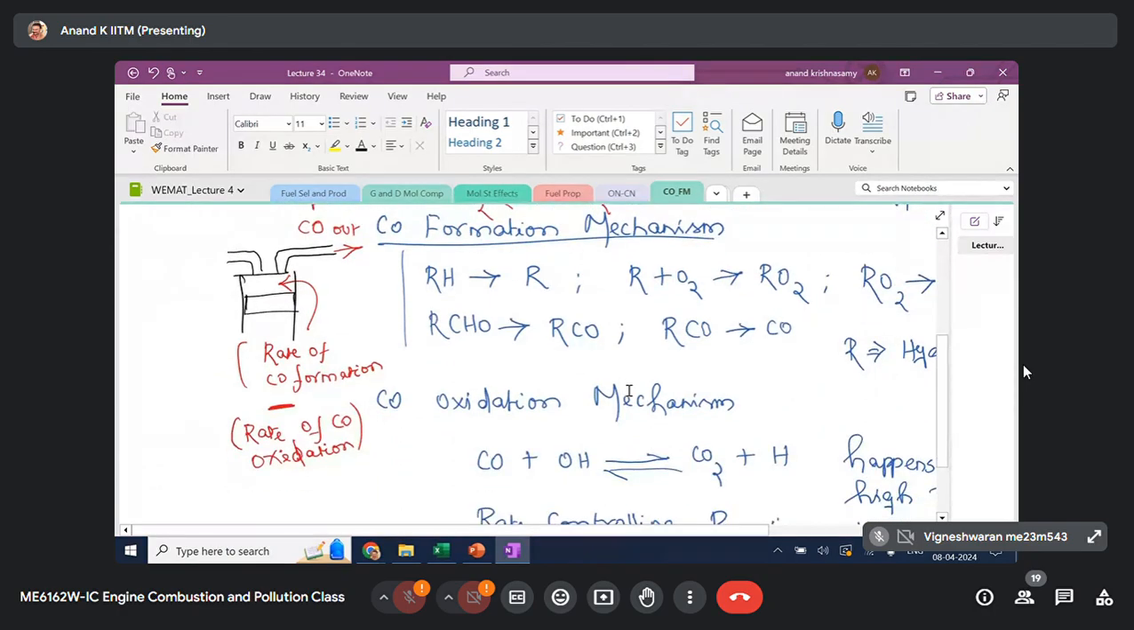When you talk about CO, there are two things you need to keep in mind. One is the formation rate. Inside the cylinder there is a mechanism, which I'm going to briefly discuss, that results in forming CO due to partial oxidation. So CO formation is happening in the cylinder.